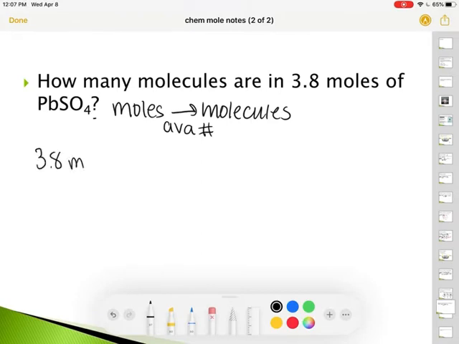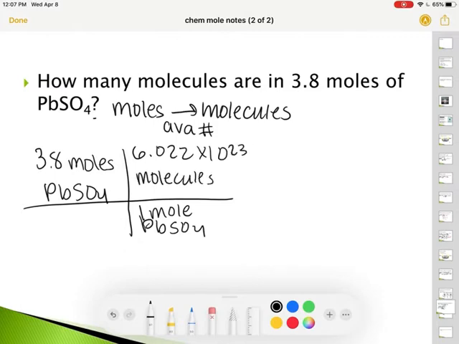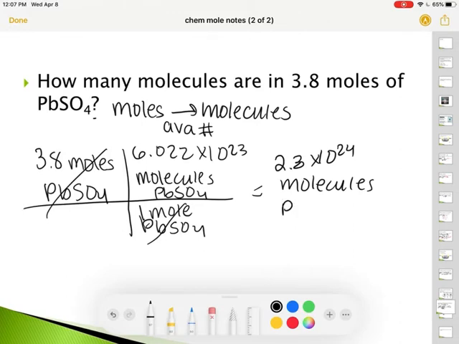So if we have 3.8 moles of PbSO4, and I want to get rid of moles, in 1 mole of PbSO4, there are 6.022 times 10 to the 23 molecules of PbSO4. Moles cancels out, and I'm left with molecules. And I'm going to get 2.3 times 10 to the 24 molecules of PbSO4.